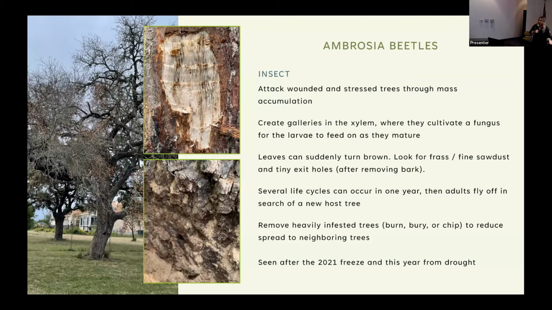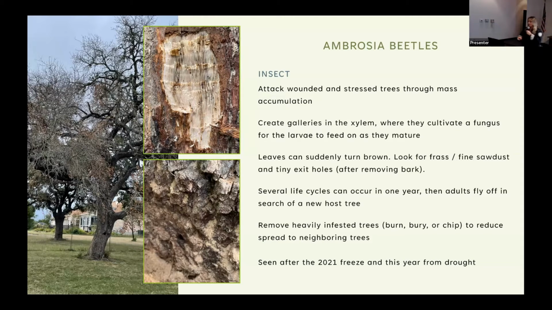Now, if it rains and washes all that frass away, that's one indication that you might not see. And like I said, I had to go back to this site, so it wasn't apparent right away. Let's see if I missed anything. There can be several life cycles that can occur in that tree in a year, but then the adults will fly off in search of a new host tree. So if you have a high infestation in your tree, it's advised to cut it down so that if they were to fly off and you had more stressed trees, we don't want that to happen. And then another tree dies.